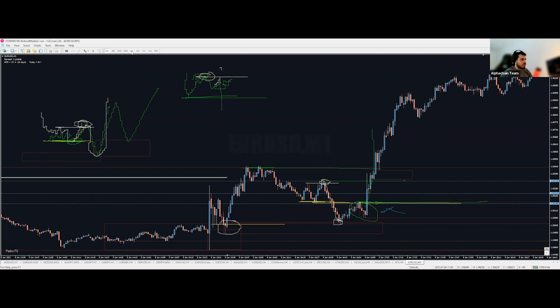And this is what I mean when I mentioned that price had already gone in 3 touches into that higher time frame demand zone. Just move this one. Hopefully it doesn't.